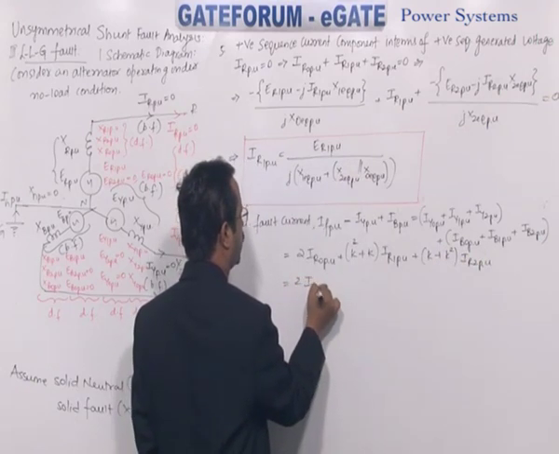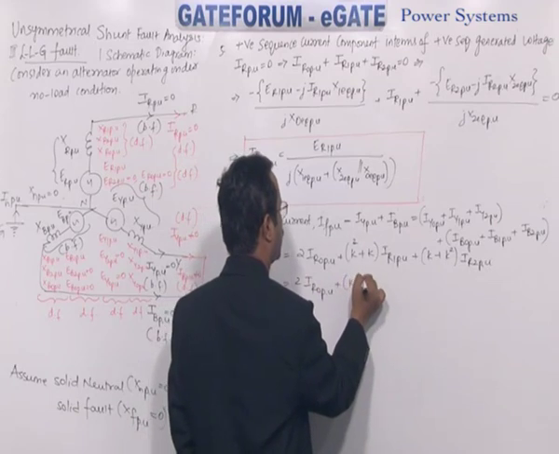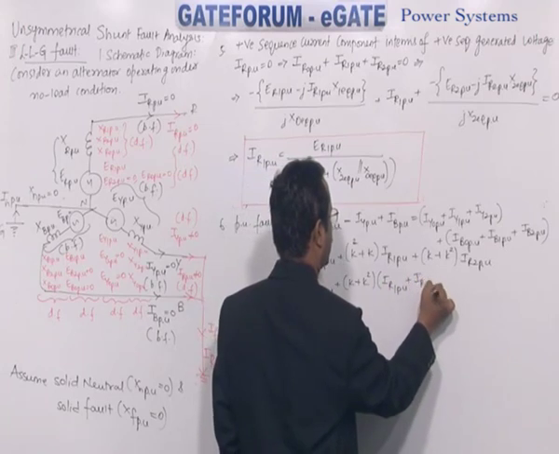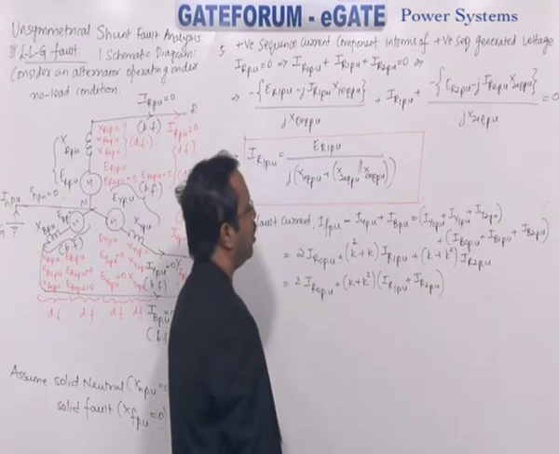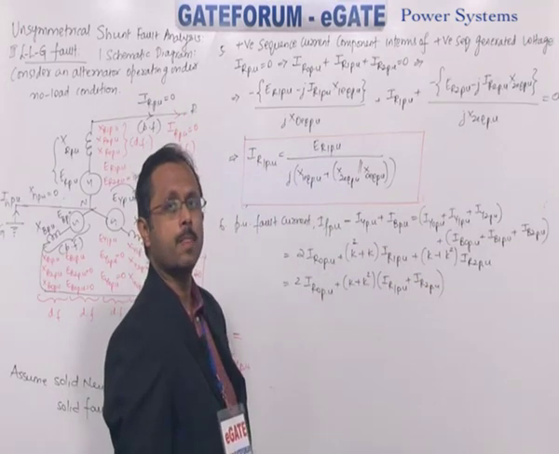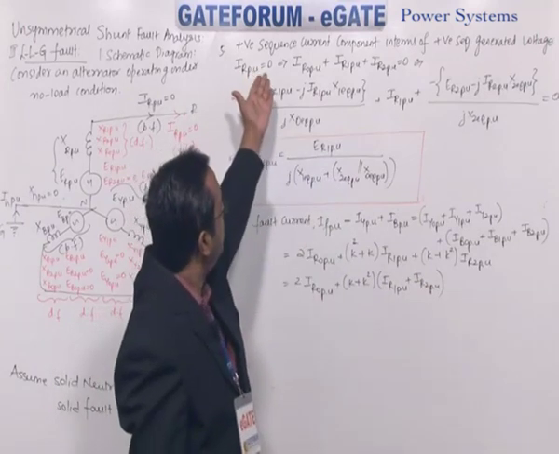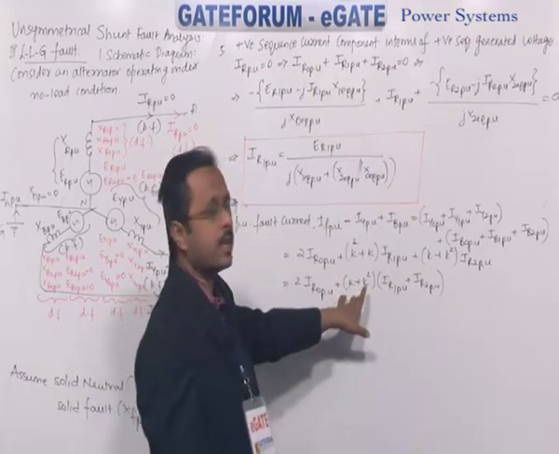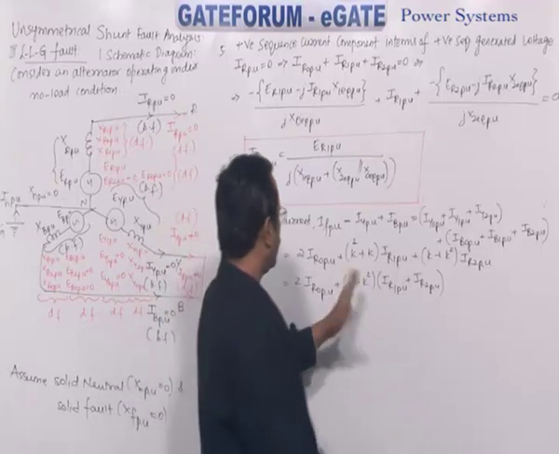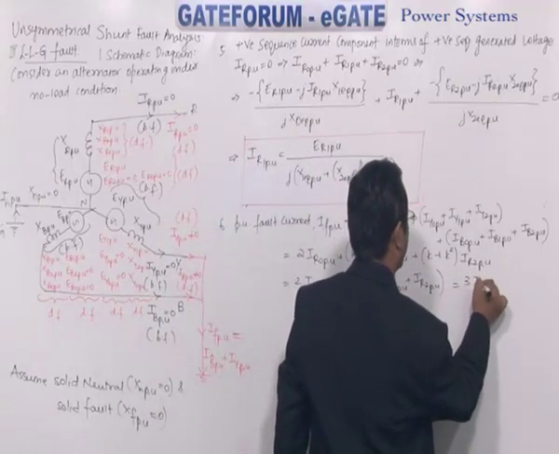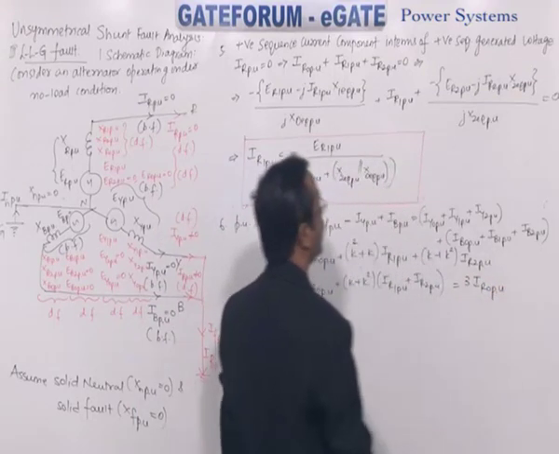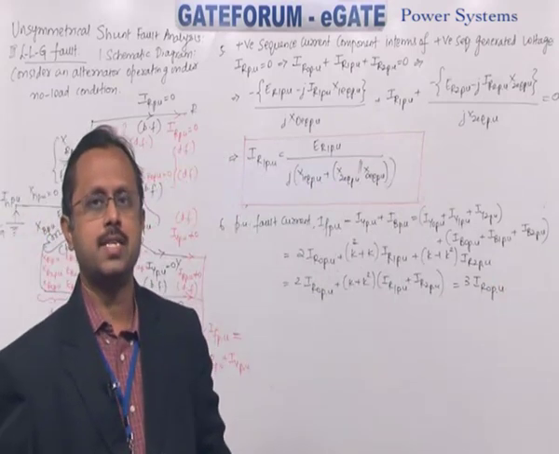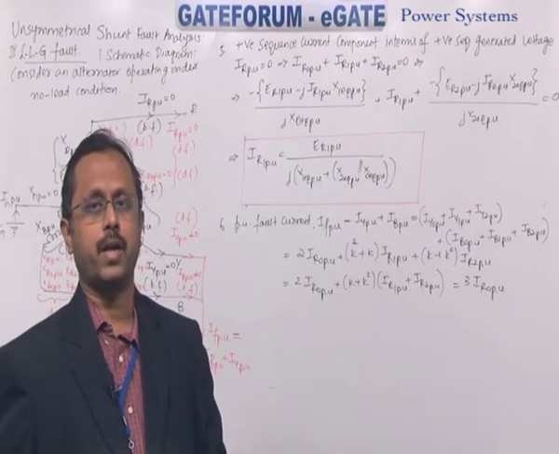On simplifying this, how much do you get now? K plus K square times IR1 plus IR2. How much is IR1 plus IR2? IR is 0, so IR1 plus IR2 is minus IR0, and K plus K square is minus 1. So minus minus becomes plus. We write it as 3IR0 per unit. So the per unit fault current is 3IR0 per unit.